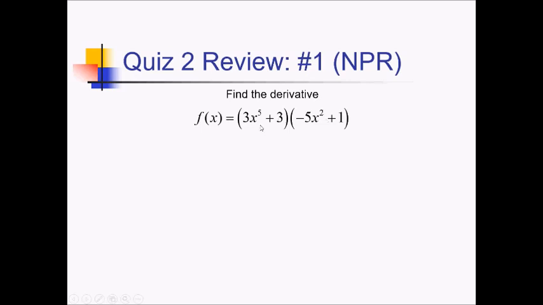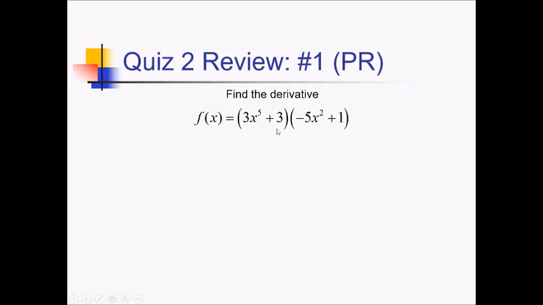So foiling this out, we have negative 15x to the 7th, and then outers that'll be 3x to the 5th. Then we have negative 15x to the 2nd. And finally, 3. All right, so just going left to right and using the power rule now, this is going to be negative 105x to the 6th plus 15x to the 4th minus 30x. And then this last thing is just 0, so we're done with that derivative.